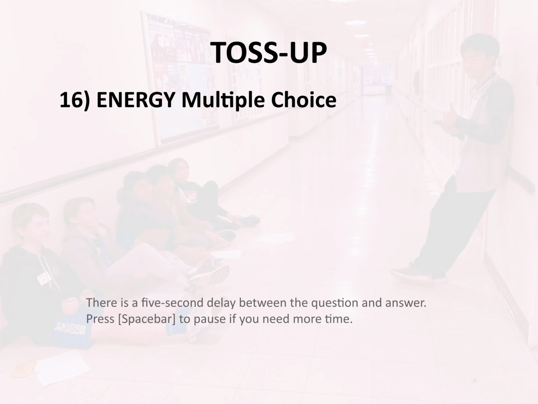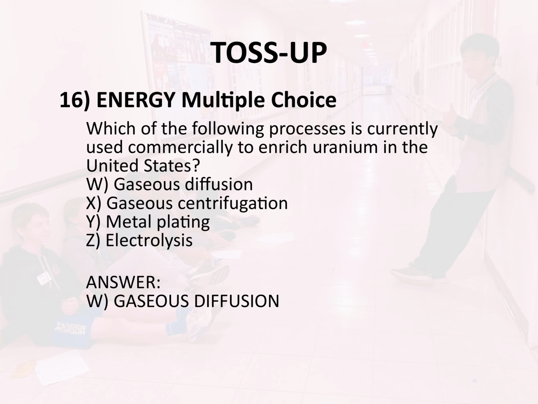Toss-up 16. Energy. Multiple choice. Which of the following processes is currently used commercially to enrich uranium in the United States? W. Gaseous diffusion. X. Gaseous centrifugation. Y. Metal plating. Z. Electrolysis. Answer. W. Gaseous diffusion.